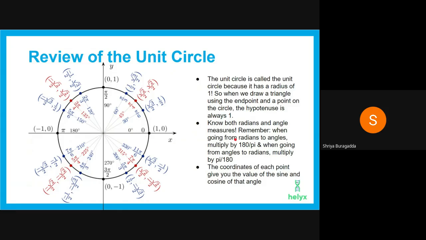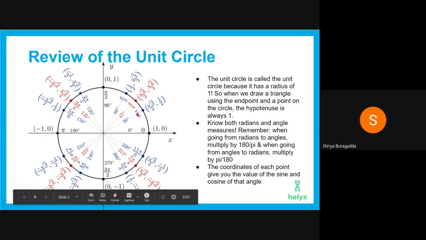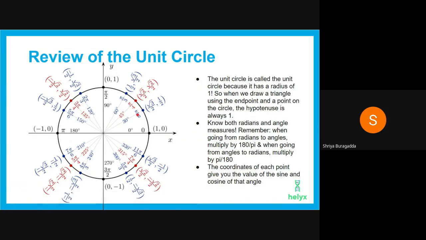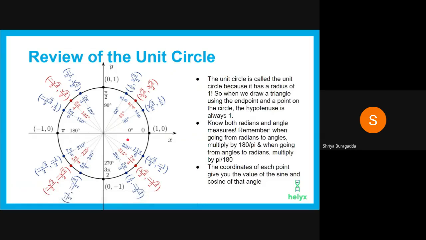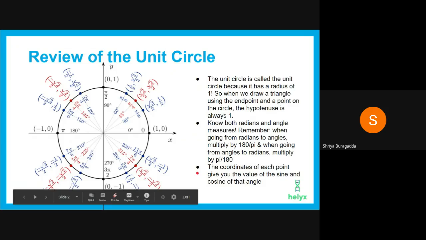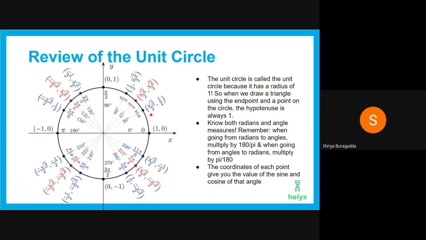And make sure you know both radians and angle measures. Obviously, this takes some time to get used to, like learning what an angle is in radians. So just a quick reminder, when going from radians to angles, you multiply by 180 over pi, and when going from angles to radians, you multiply by pi over 180. And then the coordinates of each point give you the value of the sine and cosine of that angle. So again, the x-coordinate is the cosine, and the y-coordinate is the sine. And then to find the tangent, you just do y over x.